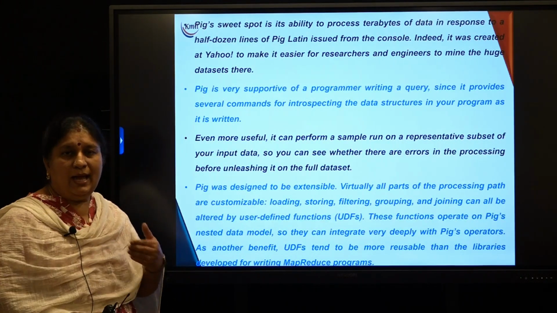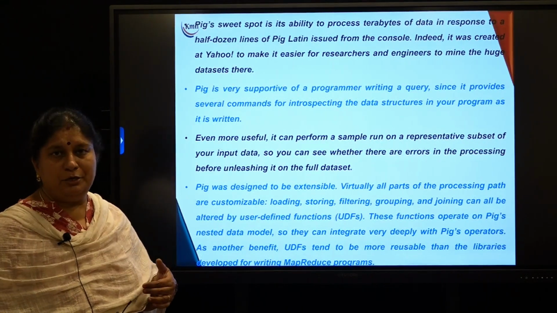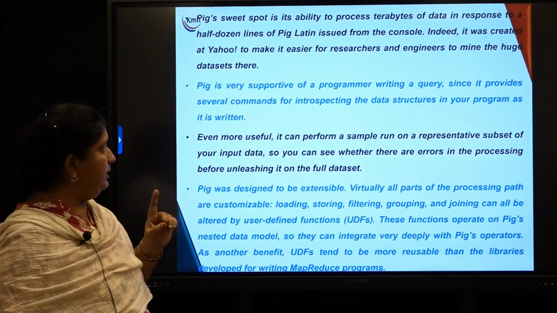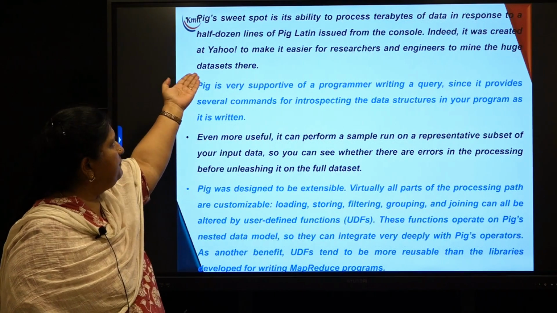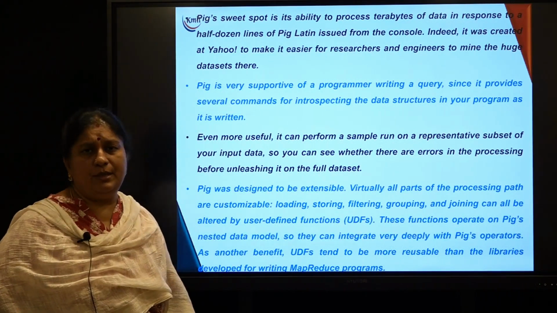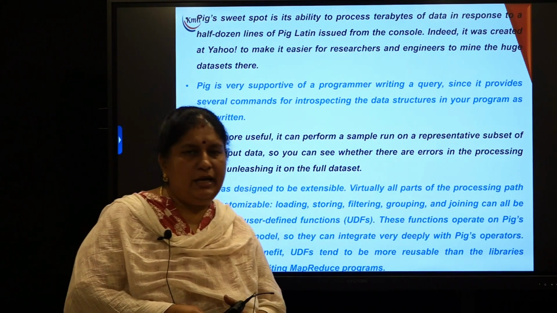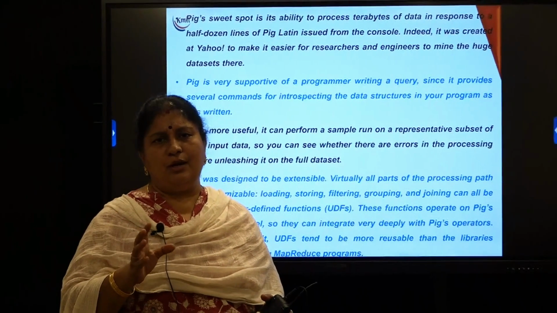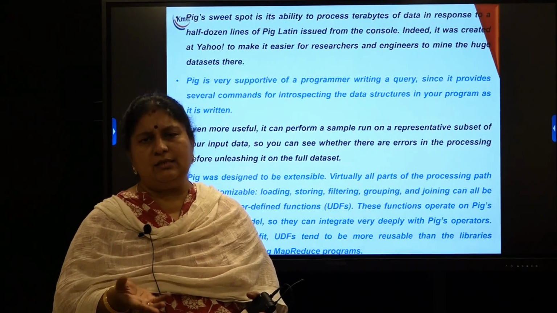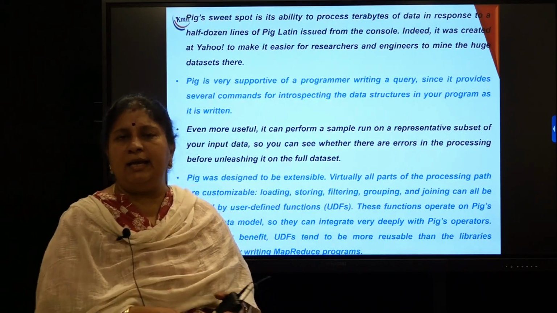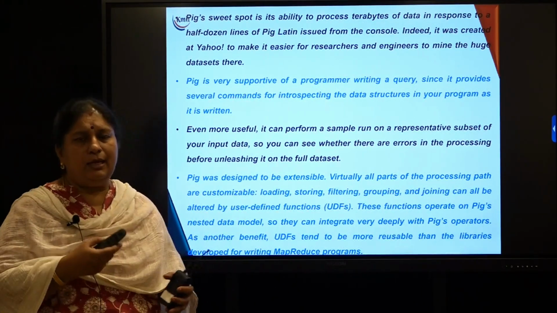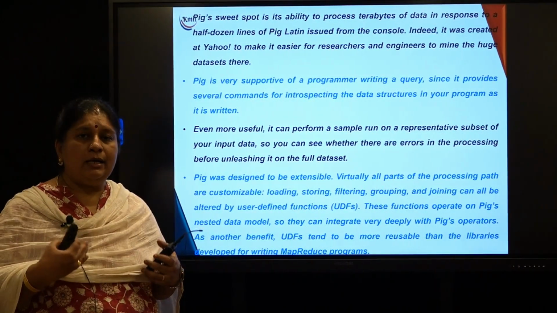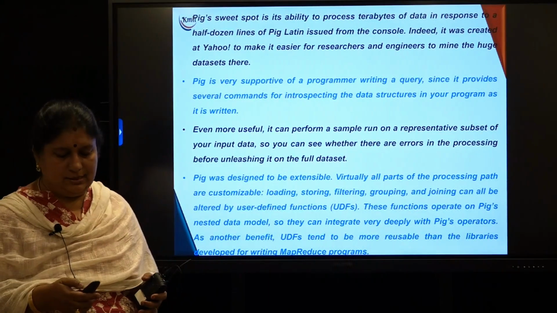And why has Pig become so popular in spite of MapReduce existing? Because of its ability to process terabytes of data in response to half a dozen lines of Pig Latin issued from the console. Normally you don't go to any editor, you don't write any big programs; hardly ever do we see any program with more than 10 to 12 lines in order to process the complete data set in terabytes of size. So it became so popular because of its small number of lines of code, and it took the entire burden of writing the big programs.